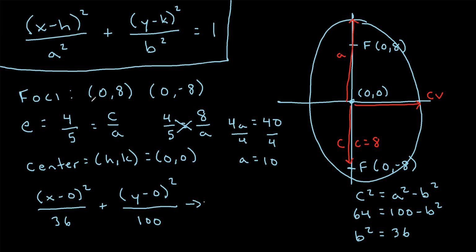So this can be simplified to x minus 0 is just x, so x squared over 36 plus y minus 0, that's just y, so y squared over 100 is equal to 1. And that is our final answer.